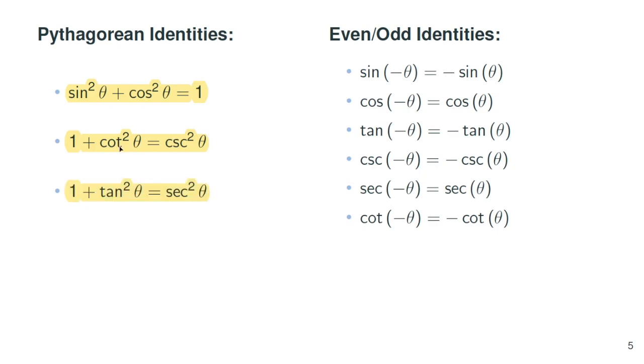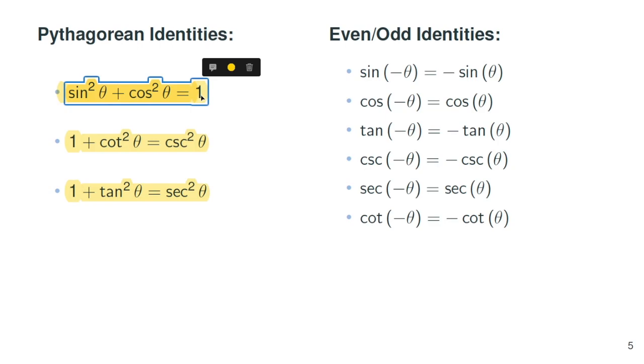So how do we get this cotangent squared, cosecant squared from the first one? It's because we can divide this by sine squared on both sides. Sine squared over sine squared gives us 1. Cosine squared theta over sine squared theta gives us cotangent squared.